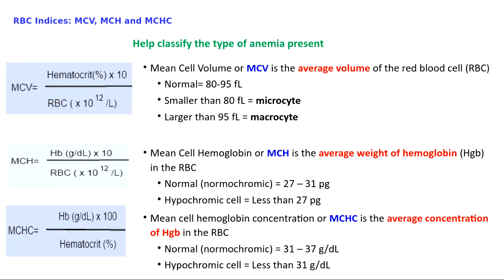So the red blood cell indices help us classify the type of anemia that is present. Do I have a microcytic anemia? How would I know that I have a microcytic anemia? Because I have a low number of red blood cells that tells me that there is an anemia, but then the MCV is smaller than it should be. The cells are smaller, less than 80 femtoliters, so that makes them microcytes. If the MCV is greater than 95, then I may have anemia with very big cells.